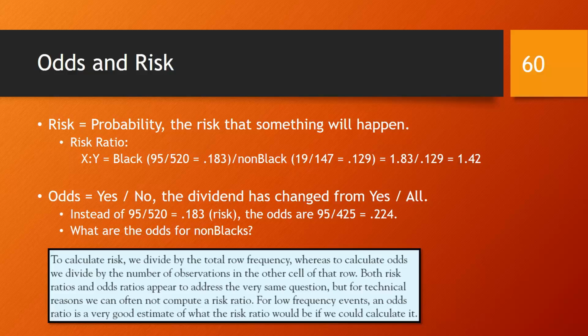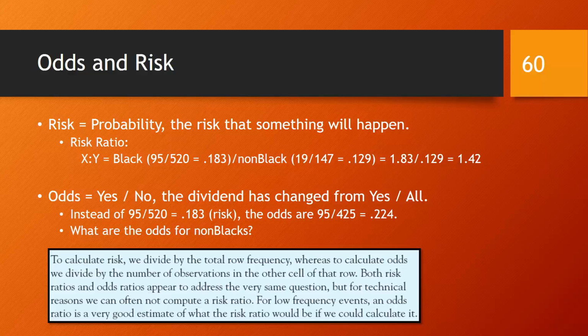In this case, 0.183 divided by 0.129 equals 1.42. Therefore, we know that the risk of being sentenced to death is 1.42 times higher for black defendants compared to non-black defendants. The divisor changes when we look at odds.